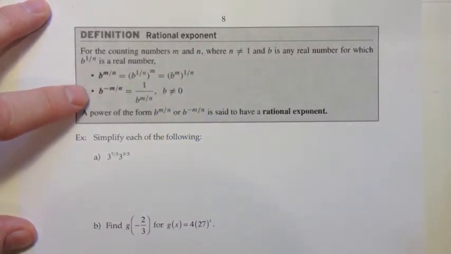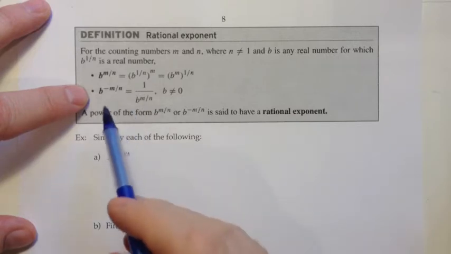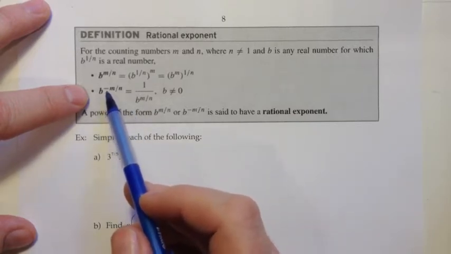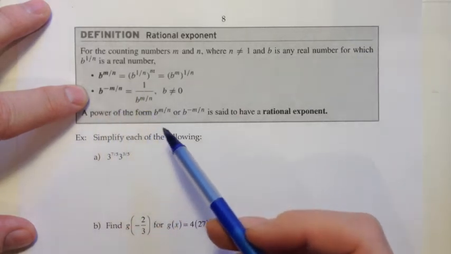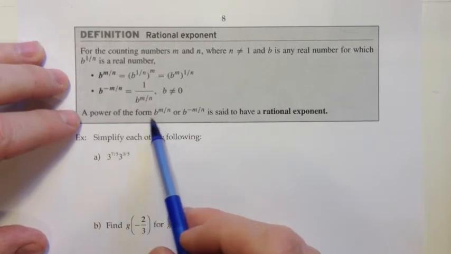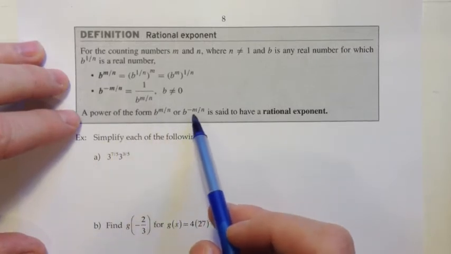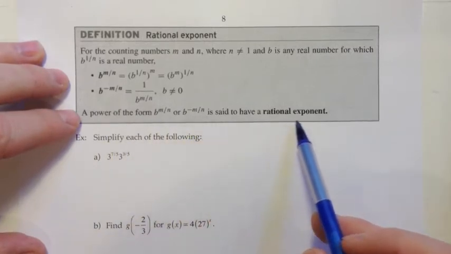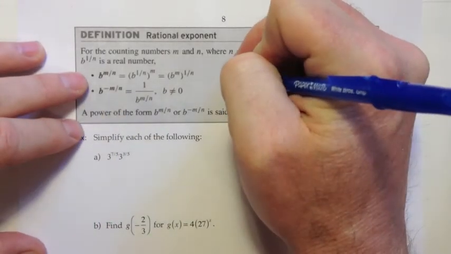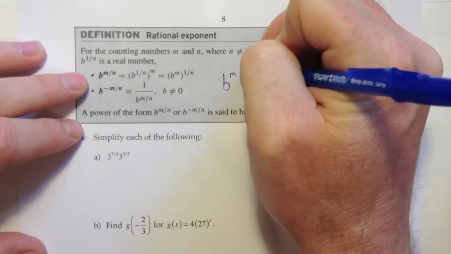And then the second thing that we saw in our last example is if you have a negative exponent for a rational, you deal with that the same way you did with a negative that was an integer. You do a reciprocal to get rid of that negative exponent. And either power, b to the m over n or b to the negative m over n, is said to have a rational exponent.